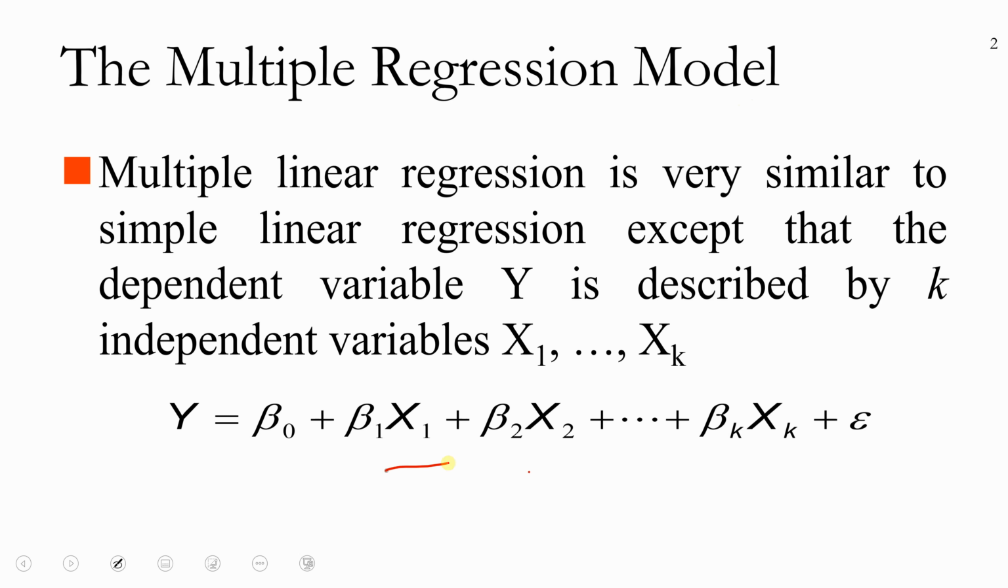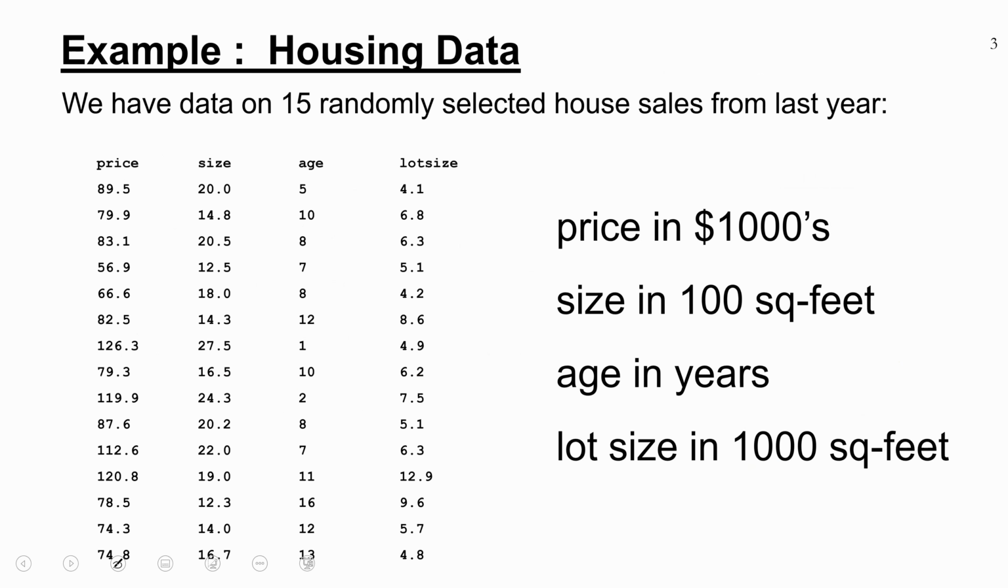Well, we have multiple x's. We usually use the letter k to say we have k explanatory variables, sometimes called independent variables, sometimes called factors, and they're used to explain the y variable. Again, we have noise in the model, and you have a bunch of x variables used to explain y. The only thing different is interpretation, and we'll talk about that rather quickly right now.